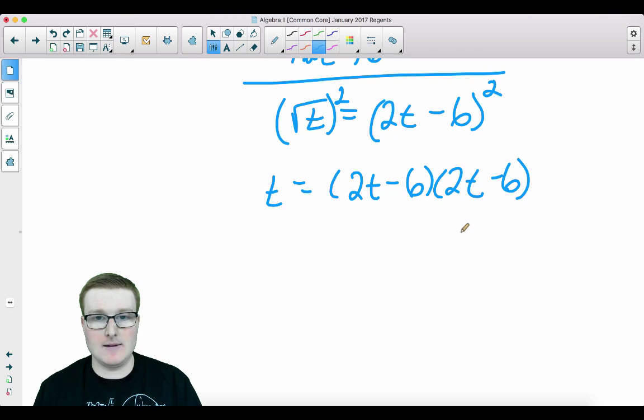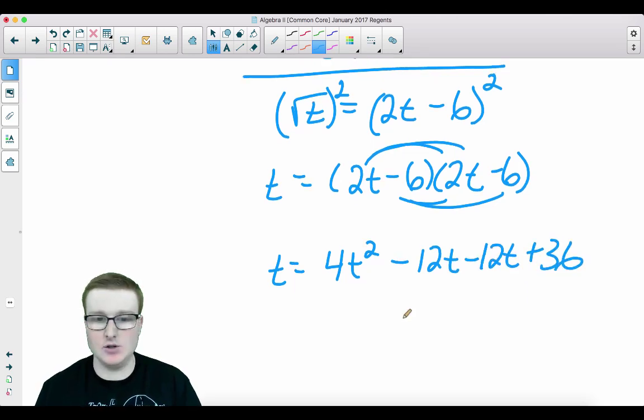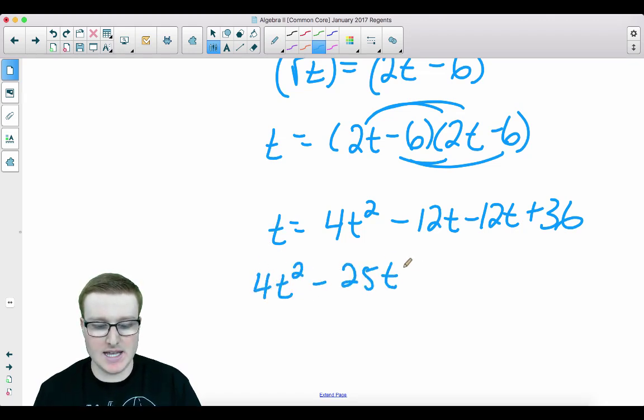Now, let's see here. I'm going to distribute this. So we get t equals 4t squared minus 12t minus 12t plus 36. Okay, not too bad. Move the t to one side. We get 4t squared minus 25t plus 36 equals 0.